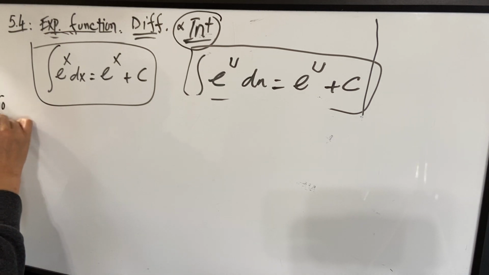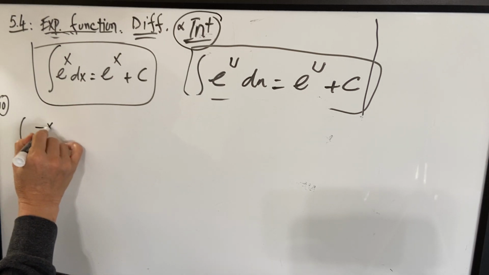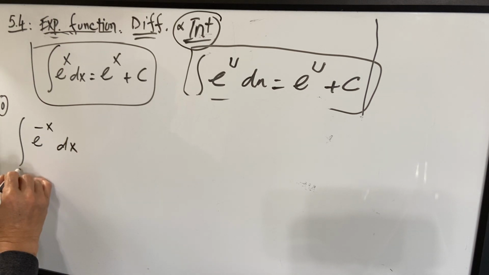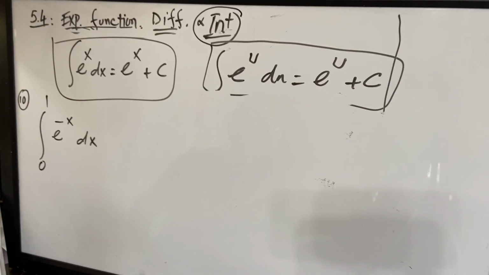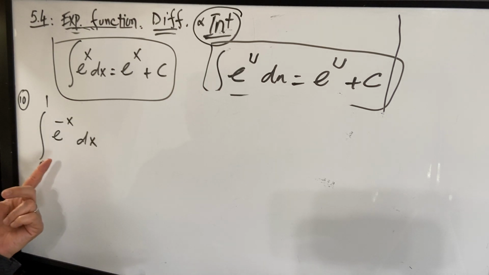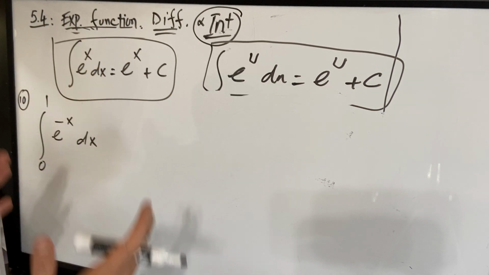Example 10. Now we have a definite integral, which means the answer right now is a constant, a real value. It's not in the form of a function anymore. So e to the negative x dx, from 0 to 1. This could be a problem that you can interpret as finding the area under the curve e to the negative x with the upper bound and lower bound from 0 to 1. That's the two vertical lines.